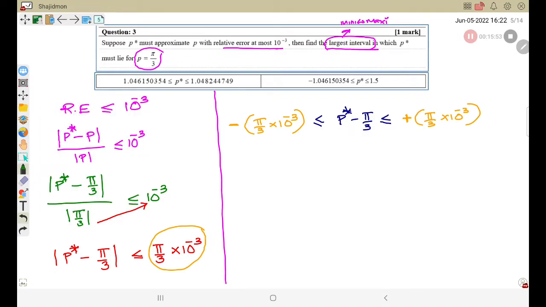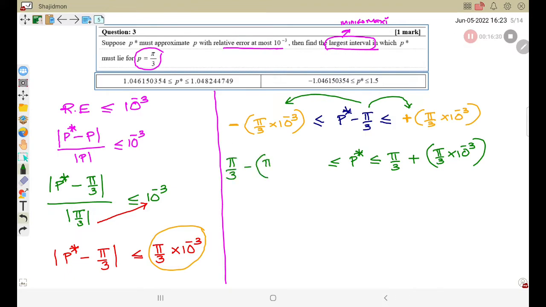Now what do we do in the next step? This minus pi by 3 we take to the right side, and to the left side also, because it is an inequality. If you are taking it to one side, we need to compensate on the other side too. So P star is less than or equal to, minus pi by 3 going to the right side means plus pi by 3, all other terms same, plus, in brackets, pi by 3 multiplied by 10 power minus 3. Same way, minus pi by 3 is taken to the left side also, so plus pi by 3, all other terms same, minus, in brackets, pi by 3 multiplied by 10 power minus 3.